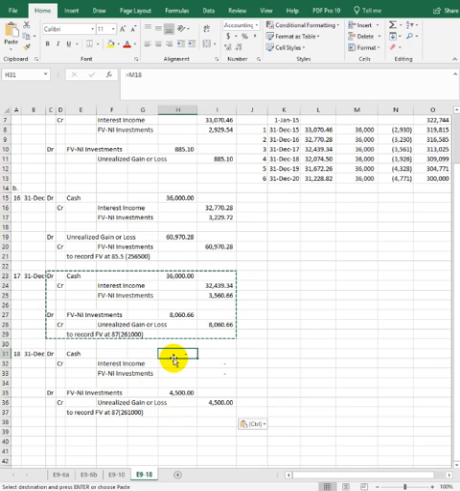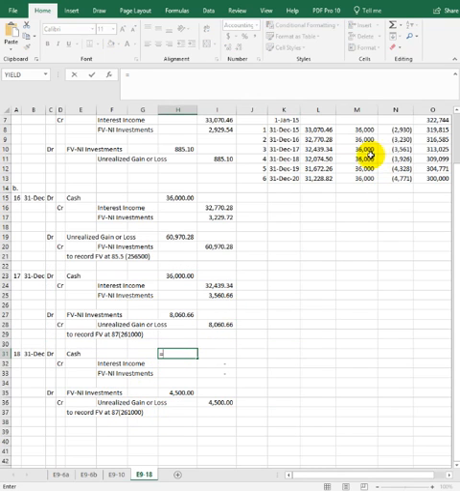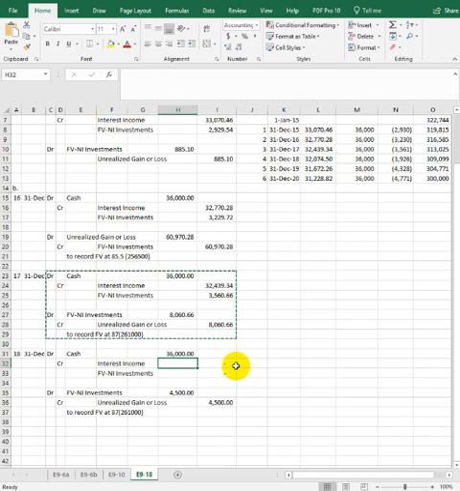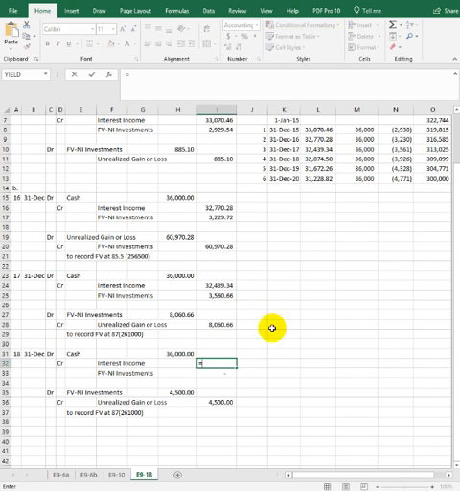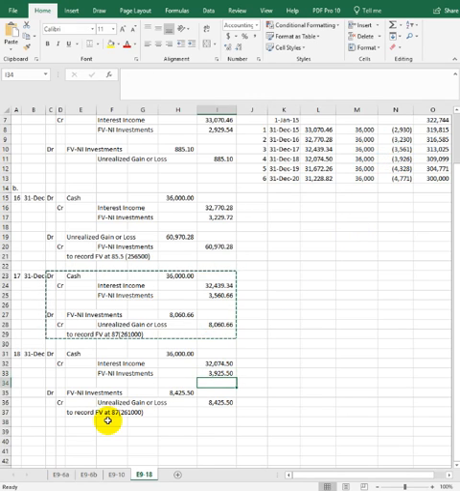Again, the cash we get is this bit of cash from 2018, and the interest income we get is this bit of interest income from 2018, and the fair value in net income is, hey, there we go. Let's remember the negative is this little change right here. So that gets us all of that.